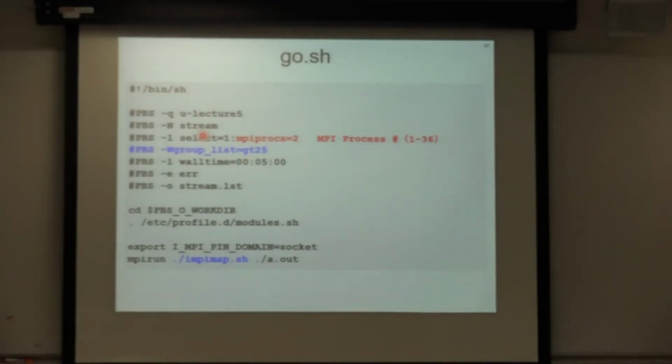This is the content of the go.sh. The only thing you can change is this part, the MPI procs. You can change this from 1 to 36, because here you can use the two sockets of a single node. So you can change the number of MPI processes from 1 to 36. This is something like OpenMP threads. And also you have to change this GT25. The other parts are the same.